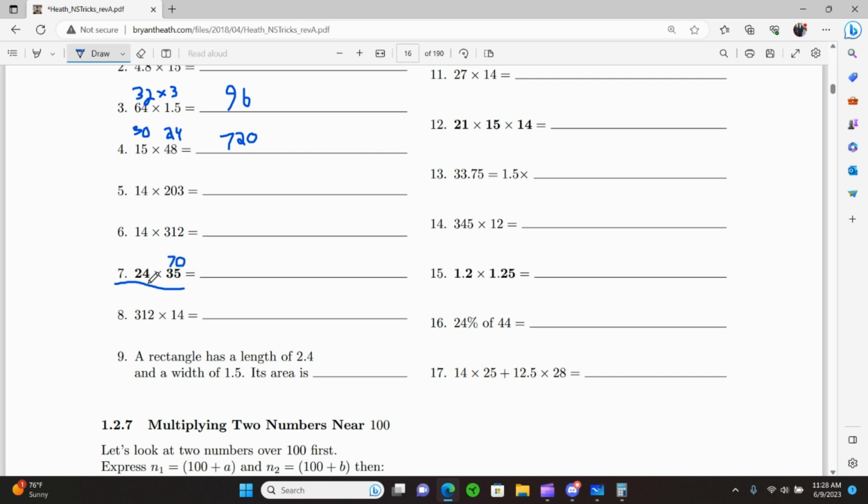If I double 35, I have to cut 24 in half and make that 12. So lastly, all you have to do in your head is 12 times 7. 12 times 7 is 84. Don't forget to add that one extra zero at the end to get your answer of 840.